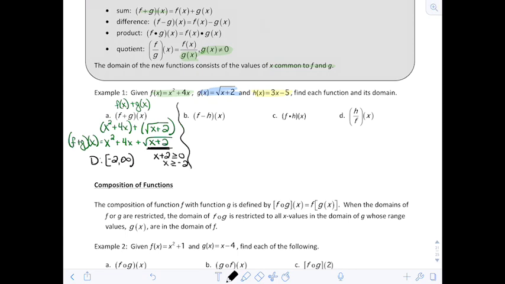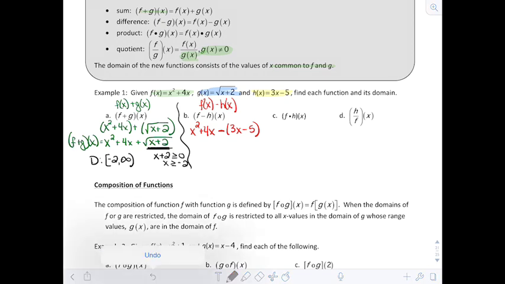Let's look at letter B. So letter B wants f minus h of x, so we're going to take f of x and subtract h of x. So we have x squared plus 4x, there's f of x, minus. Now, this is where it's tricky. Subtraction can give you some issues with sign if you're not careful. You are subtracting h of x, which is a quantity. So it really is important at this point I put those in parentheses because I am subtracting a 3x and I am subtracting a -5.